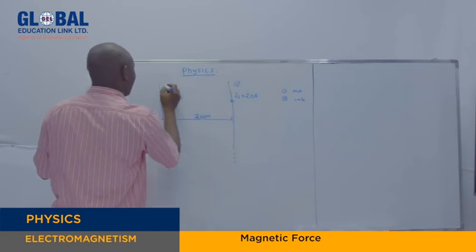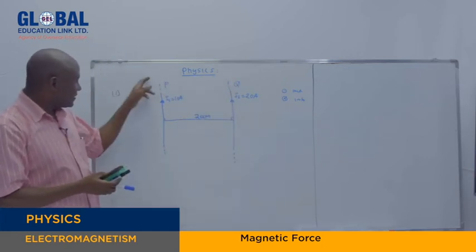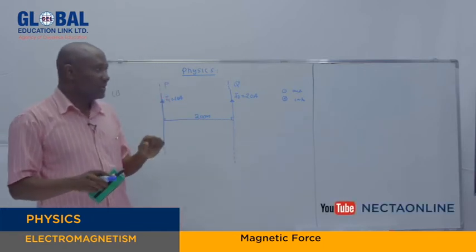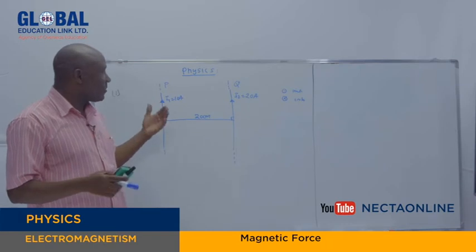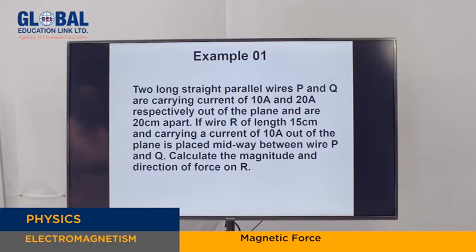These are the symbols in mathematics we normally use to indicate that the lengths of these two wires are not known. The length of this wire is not known. We talk about infinite wires. But the third wire, which is given the name R, has a specified length of 15, and it is placed midway between the two wires.